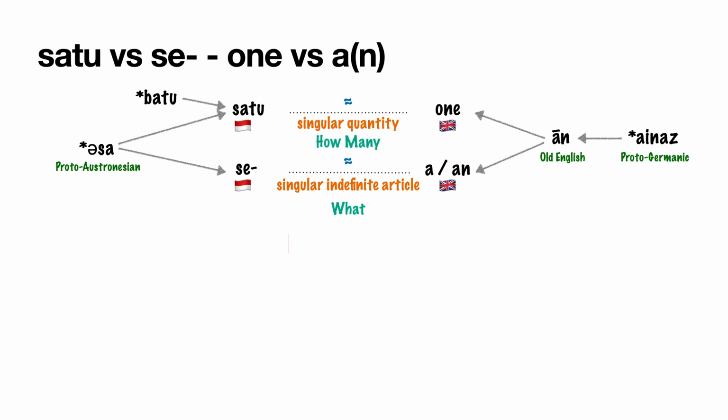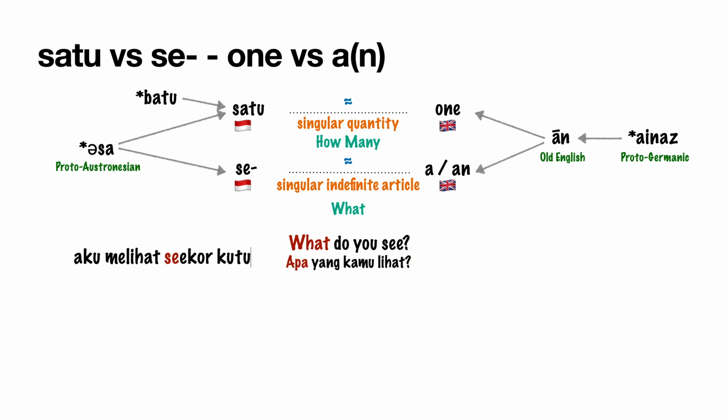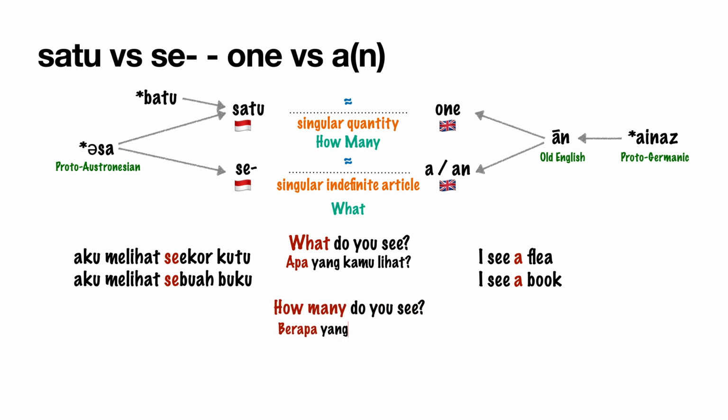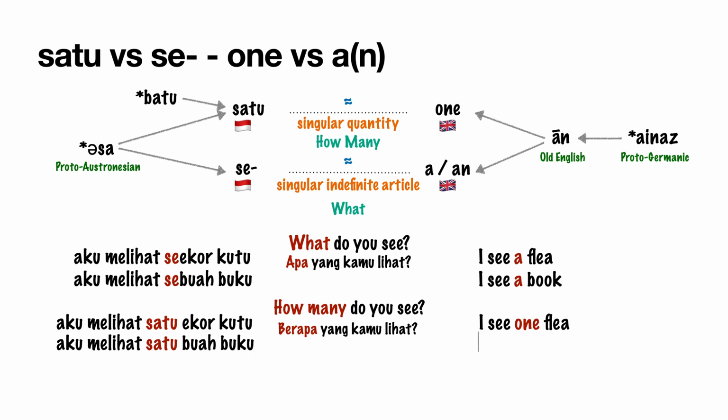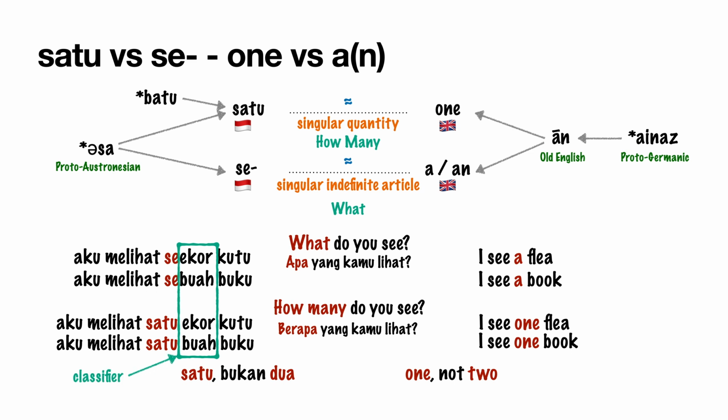So for example, if we say, what do you see? Or apa yang kamu lihat? We answer it, for example, aku melihat seekor kutu, I see a flea. Or aku melihat sebuah buku, I see a book. And if we say, how many do you see? Or berapa yang kamu lihat? So we answer, aku melihat 1 ekor kutu, I see 1 flea. Or aku melihat 1 buah buku, I see 1 book. It indicates the number of how many. We see 1 and not 2. The difference only is that in Indonesian we normally put a classifier like ekor, buah, orang, and so on to differentiate what kind of things we are talking about.